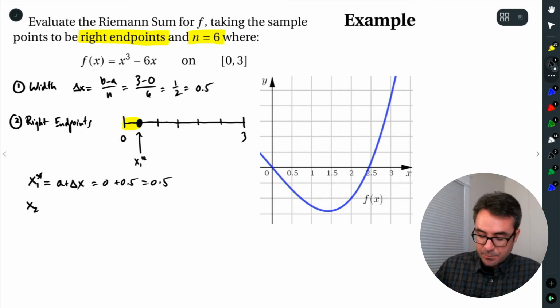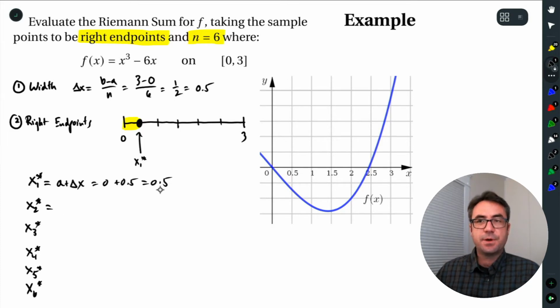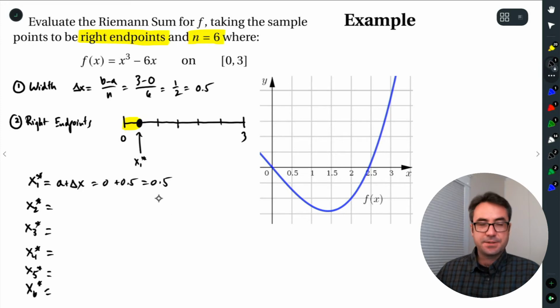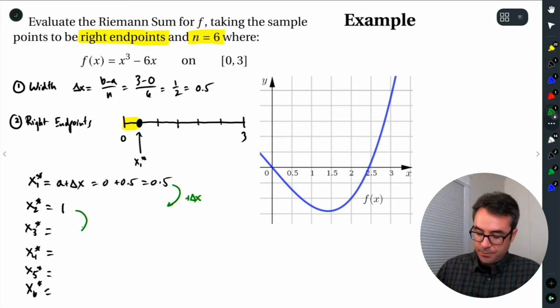And then we repeat this. We're going to get x2 star, x3 star, 4, 5, and 6. Once we have the first one, the way we find the rest of them is we just add delta x. So to go from x1 to x2, add delta x. We're at 0.5. If we add another 0.5, it's going to be 1. Now to go from x2 to x3, what do we do? We add delta x again. We're at 1, our delta x value is 0.5, so we're going to be at 1.5 here.